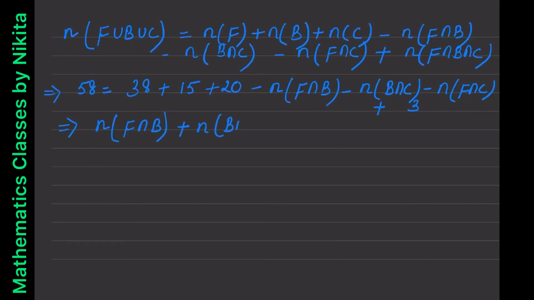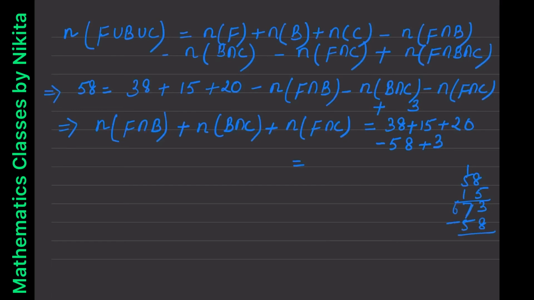So from here, just simplify. I will get 38 plus 15 plus 20 minus 58 plus 3. So this value will be 38 plus 20 is 58, 58 plus 15 is 73, 73 minus 58 is 15, and 15 plus 3 is 18. So this value is 18.